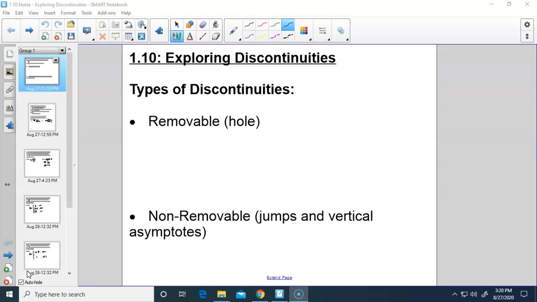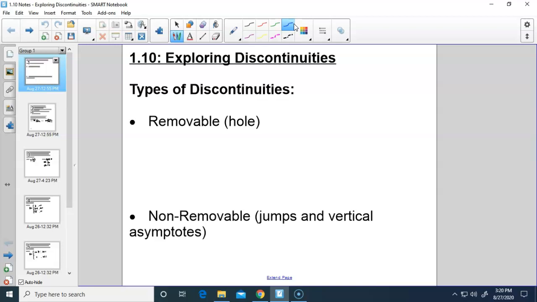And so this is really sort of a pre-cal review. We're not going to use a lot of limit notation for this stuff today. We're going to refine what we need to know using some limit notation tomorrow. So there are two different types of discontinuities that we're going to look at.